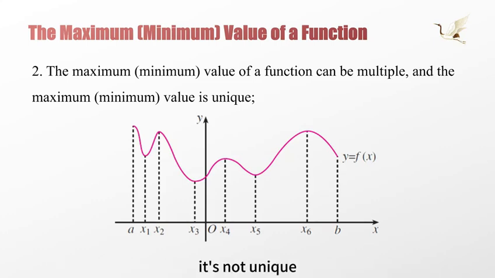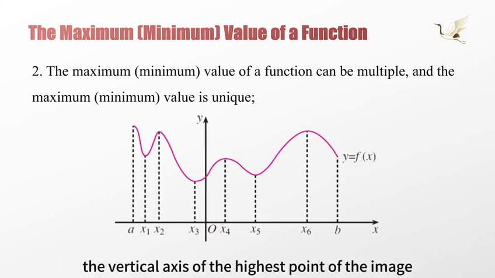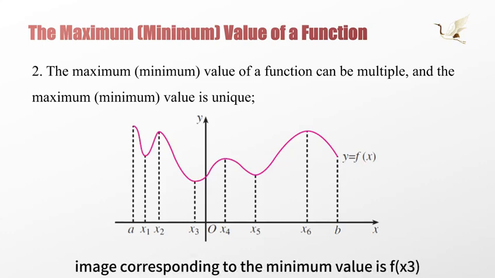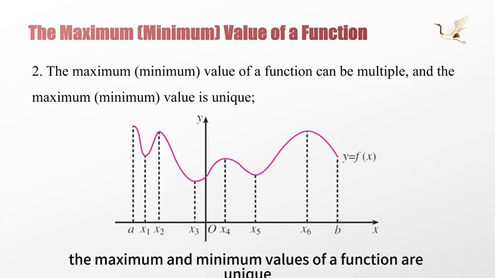It's not unique, but the function y equals f(x), and in this interval, its maximum value corresponds to the vertical axis of the highest point of the image, which is f(a). The vertical axis of the lowest point of the function image corresponds to the minimum value, which is f(x3). The maximum and minimum values of a function are unique.